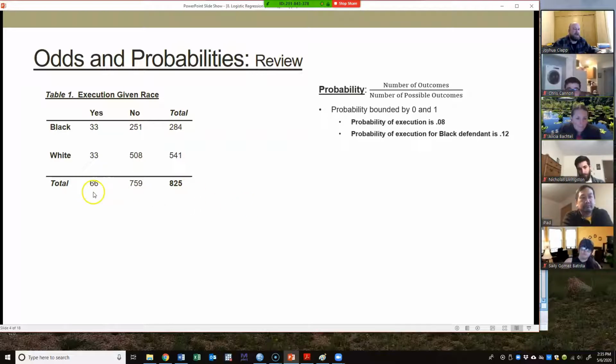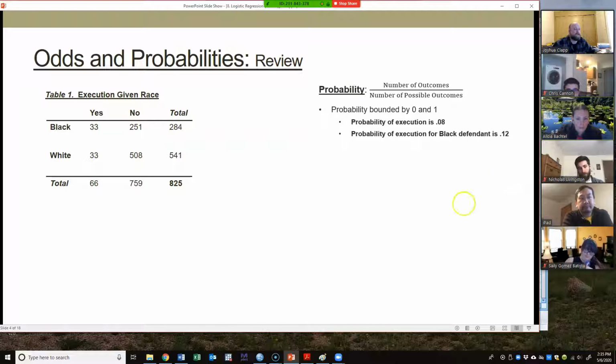So in this sample, 66 people received a death sentence. 825 people in the set, right? And this will give us a probability of execution overall of 0.08. Okay. Now, if we were looking at probability of execution for black defendants, it is 0.12 or about 12%. How did I calculate that, Alicia?